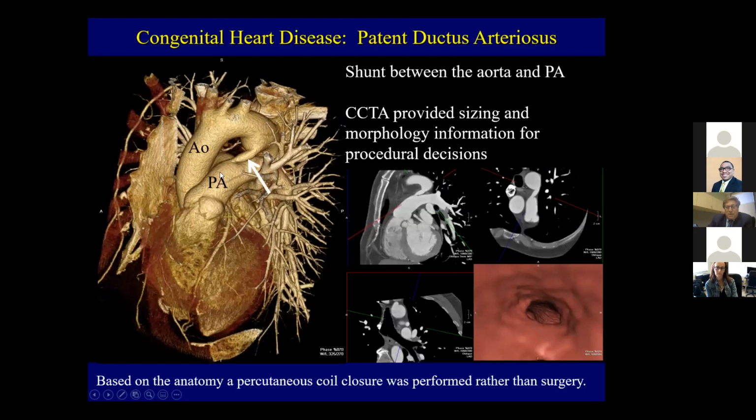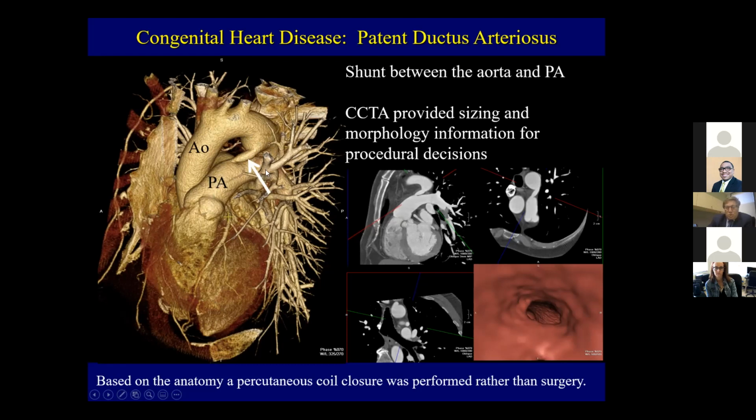Again, this is a patent ductus arteriosus. Usually they close, everybody has it, and it closes with your first breath. These can be closed percutaneously with a coil. Some of them are too large and have to be closed surgically. And again, this CT allows us to see it in 3 dimensions.